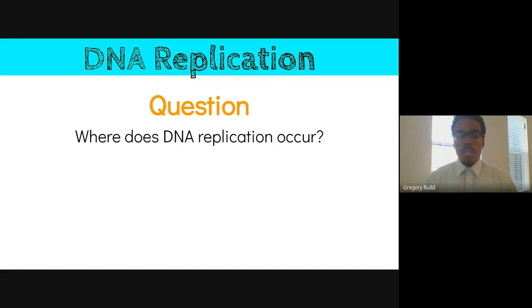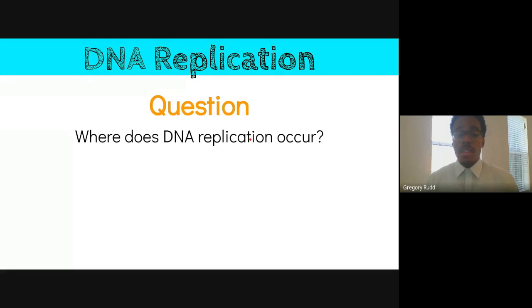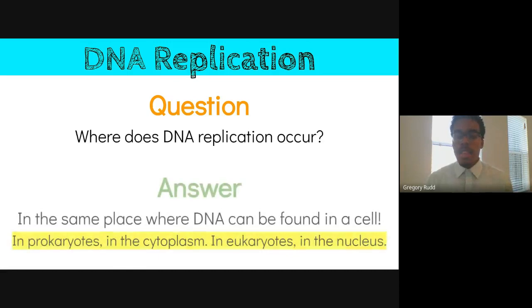Okay, so another question, and you all should try to answer this one as well. Where does DNA replication occur? Where is this all happening? In the nucleus? Exactly, yeah. So we know that eukaryotic cells have nuclei. And so, of course, that's where we keep the DNA. And so, obviously, that's where DNA replication occurs.